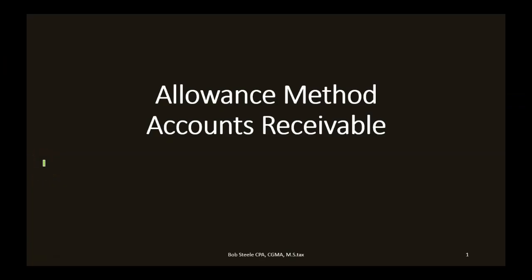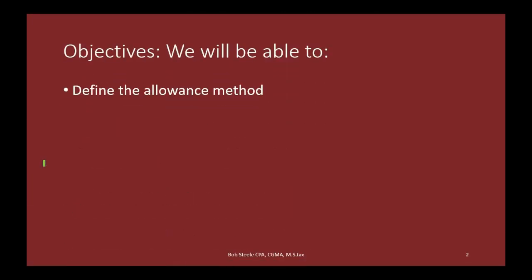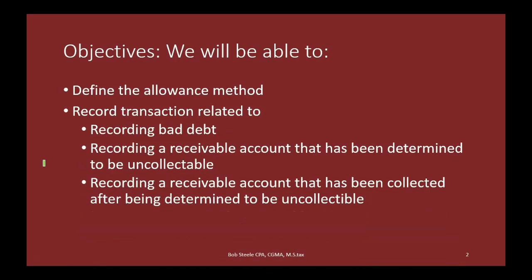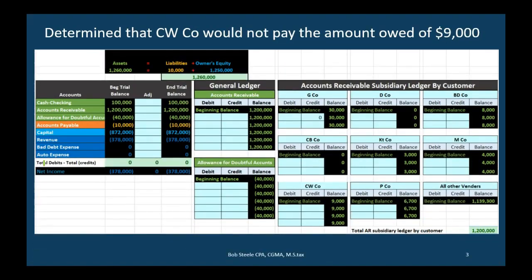Hello, in this presentation we're going to take a look at the allowance method, which is of course related to the accounts receivable account. We will be able to define the allowance method, record transactions related to recording bad debt, recording a receivable account that has been determined to be uncollectible, recording a receivable account that has been collected after being determined that it was uncollectible. So we're going to take a look at some different transactions, the most common transactions when dealing with the allowance method, and see what those look like and why we use the allowance method.